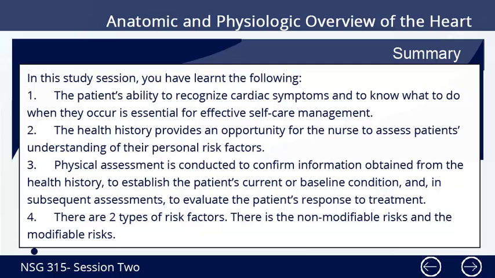At the same time, the nurse observes the patient's general appearance and evaluates hemodynamic status, the heart rate and rhythm, and also the blood pressure. Once the condition of the patient stabilizes, a more extensive history can be obtained. Number 2, the health history provides an opportunity for the nurse to assess patients' understanding of their personal risk factors for coronary artery, peripheral vascular, and cerebrovascular diseases, and measures that are taken to modify these risks.